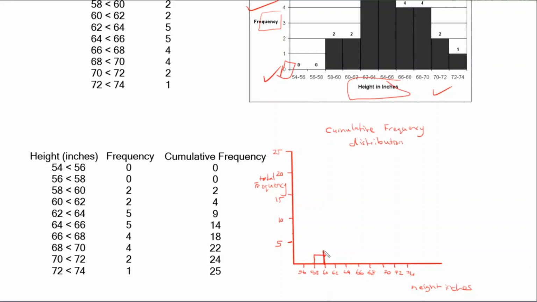And then between 60 and 62, we have another 2 occurrences of the value. So I'm going to increase that. And drawing is hard. Not an artist. And then between 62 and 64, we go up to 9, I believe.